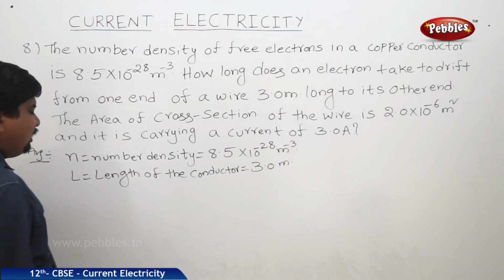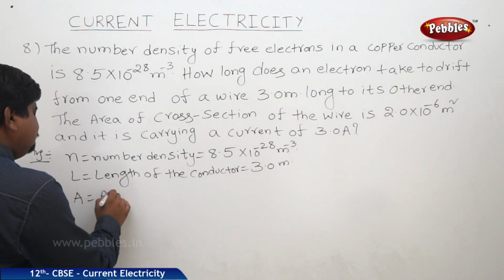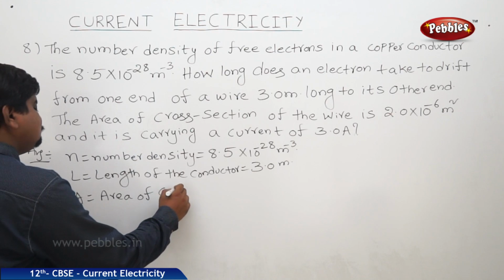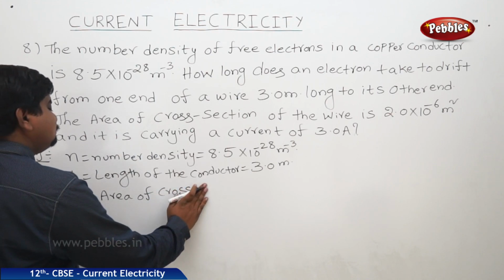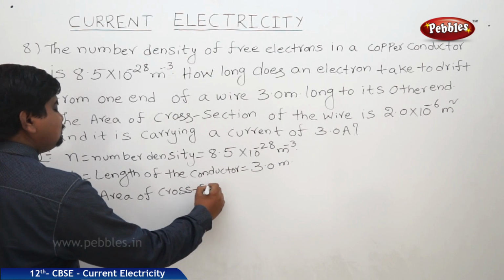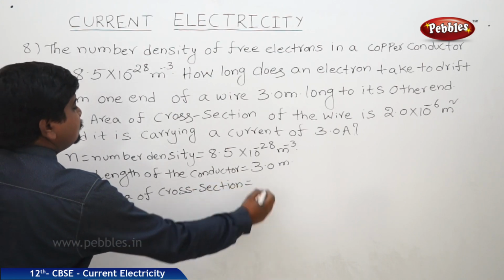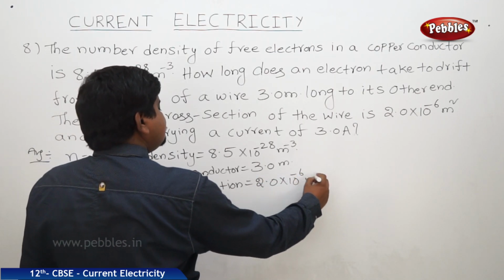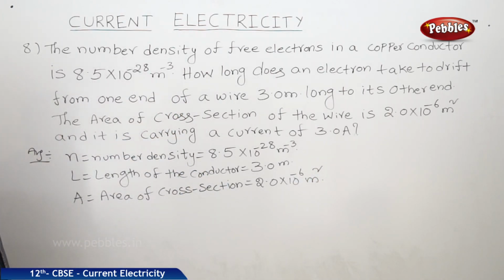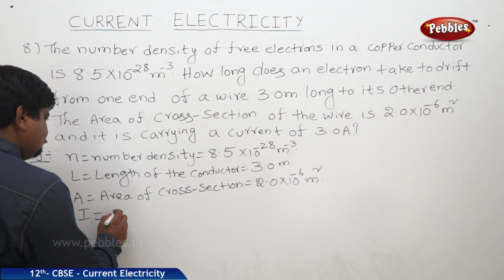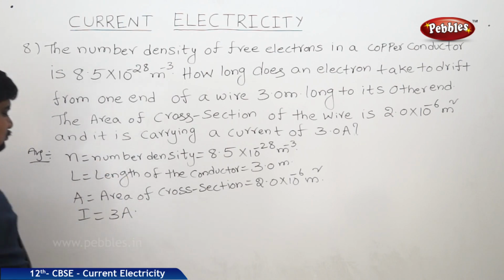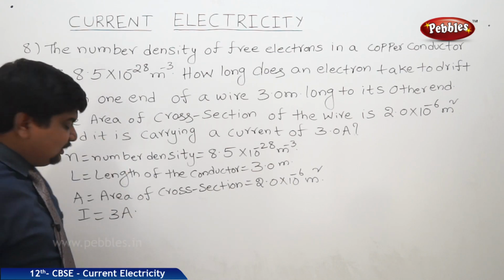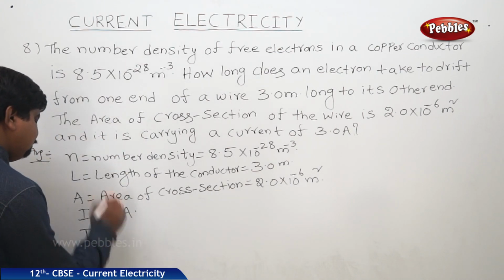The area of cross section of the wire, A is equal to area of cross section. How much is it? 2.0 into 10 to the power of minus 6 meters square. And it is carrying a current of 3 amperes. How long does an electron take to drift from one end of a wire 3 meters long? So the time taken for the drift. So how much is the time? We should find out.